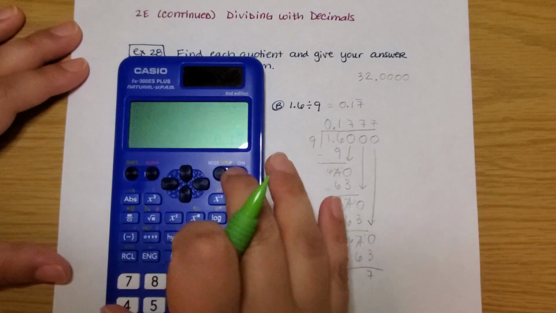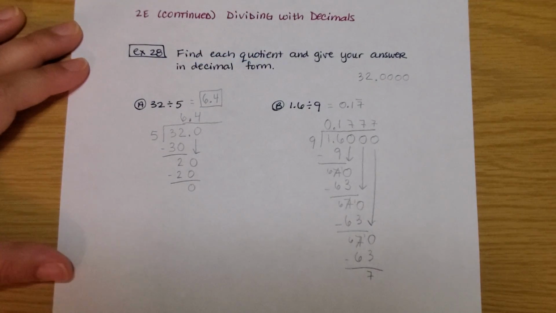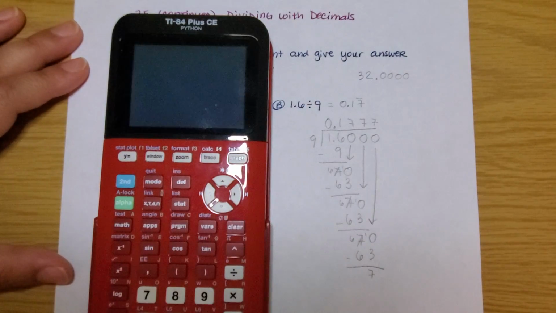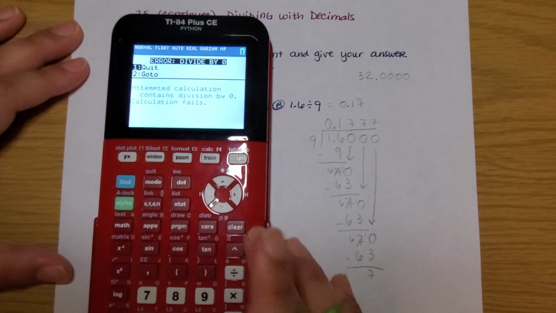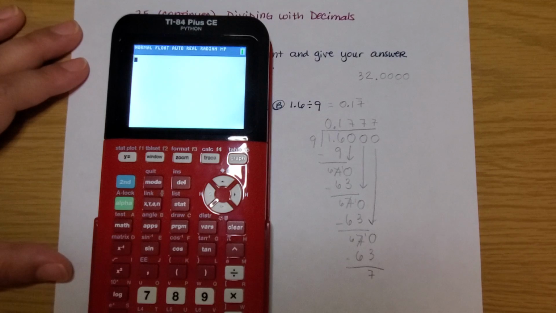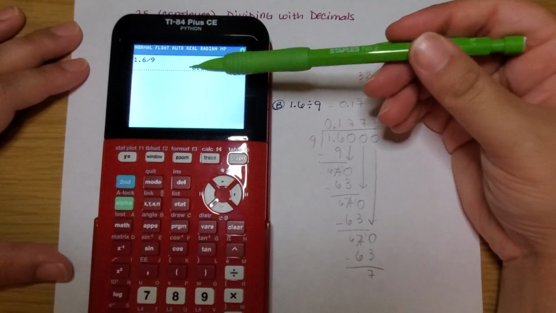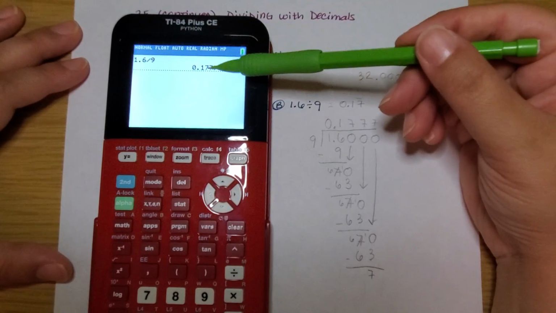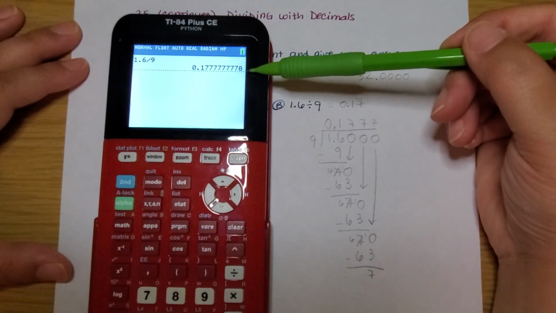I'm going to bring in another calculator that gives me the answer in a slightly worse way. Yeah, I said it, slightly worse way. Just so we can see what will happen. So I'm going to do 1.6 divided by 9. And here you can see this calculator says 0.1, a whole bunch of 7s, and an 8.